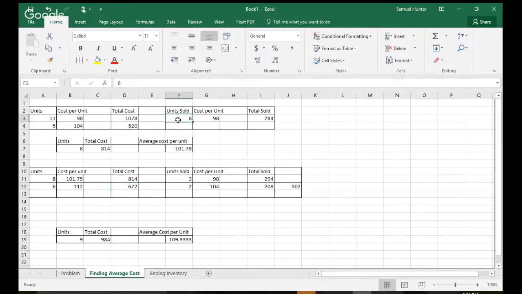And when we sold 8 of the 11 at $98 that we'd originally purchased, that leaves us 3 units. So we sold 3 more units at $98 per unit, $294 right there. And then of the 5, there's still 2 left over, and we sold those at the next cost per unit of $104. So 2 times 104 equals 208. So of the 5 units that we sold, the total sold value was $502.